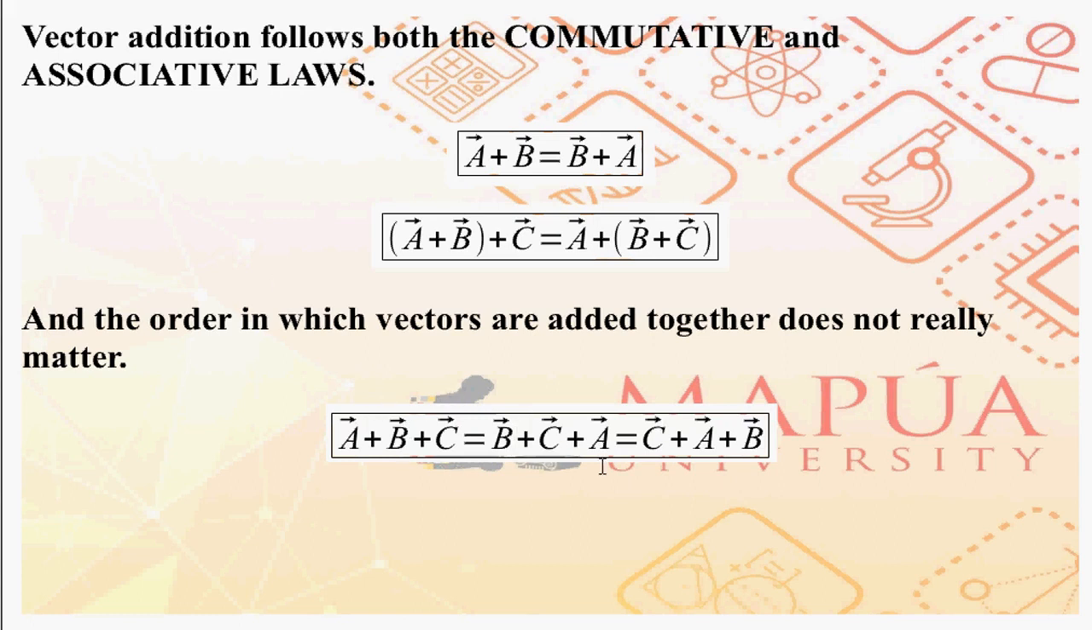Knowing this may make your analysis of a system, analysis of a problem easier. The problem might give you the vectors in a particular order, but if you are adding the vectors together, you can order the addition in any way, and that might make the analysis easier. So please take note of this, not only of the commutative and associative laws. Take note that the order in which you add the vectors does not really matter.